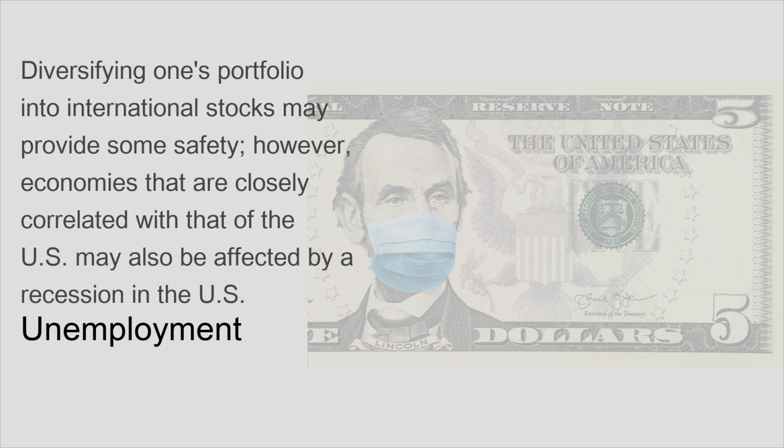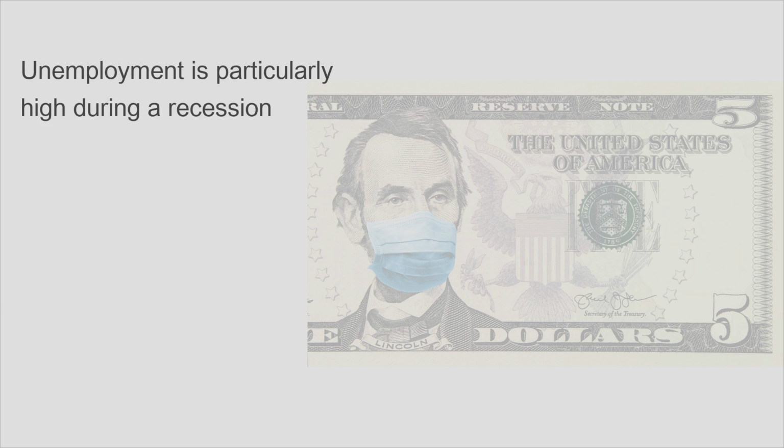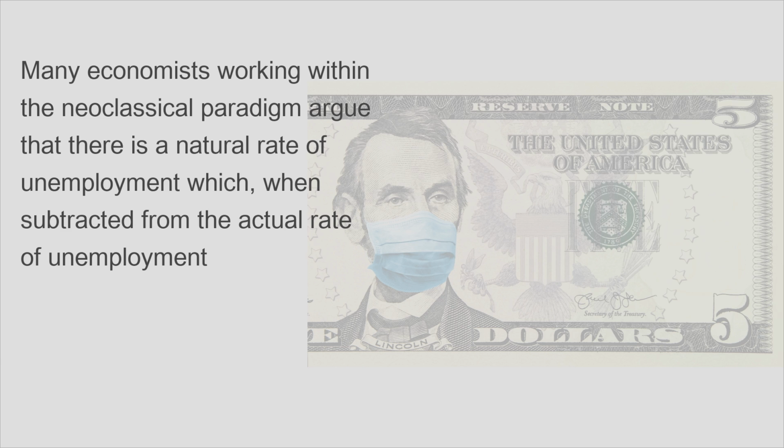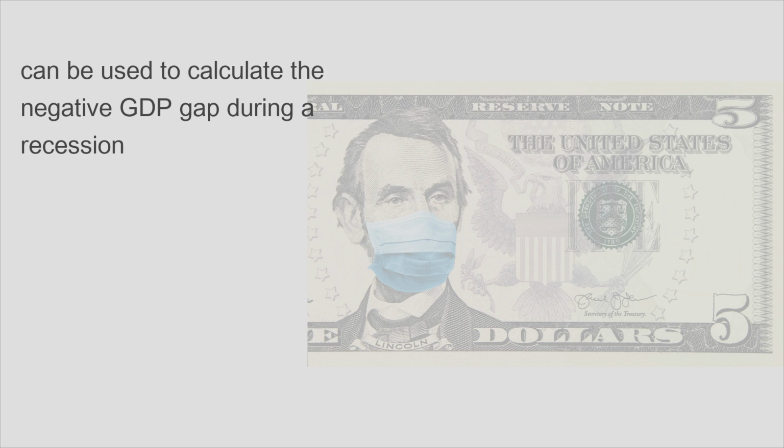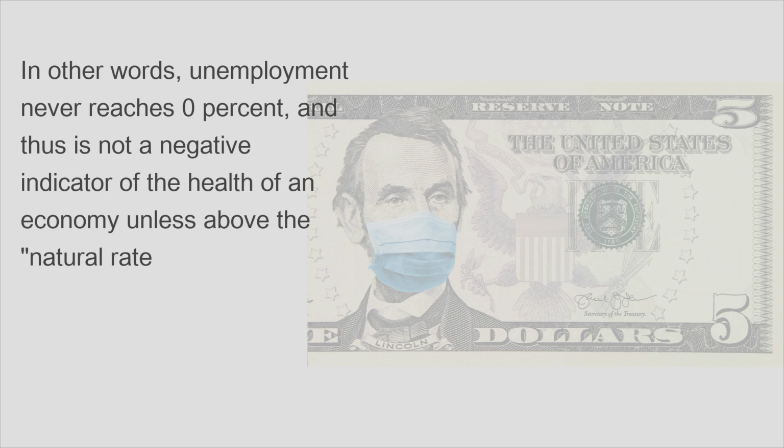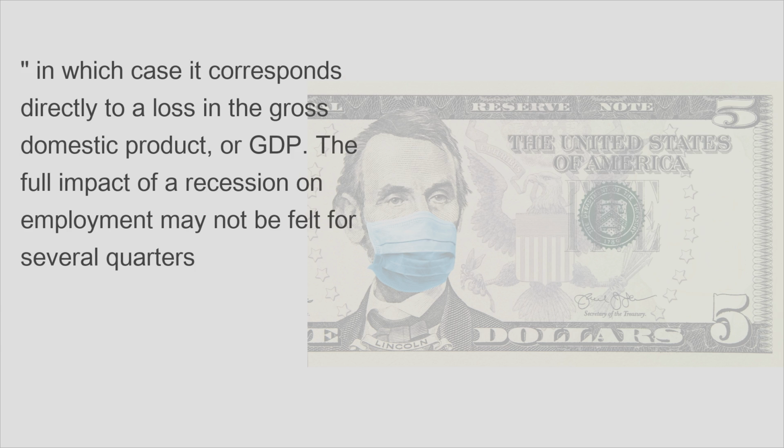Unemployment. Unemployment is particularly high during a recession. Many economists working within the neoclassical paradigm argue that there is a natural rate of unemployment, which, when subtracted from the actual rate of unemployment, can be used to calculate the negative GDP gap during a recession. In other words, unemployment never reaches 0%, and thus is not a negative indicator of the health of an economy unless above the natural rate, in which case it corresponds directly to a loss in the gross domestic product, or GDP. The full impact of a recession on employment may not be felt for several quarters.